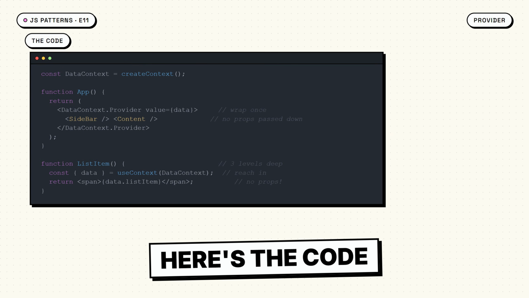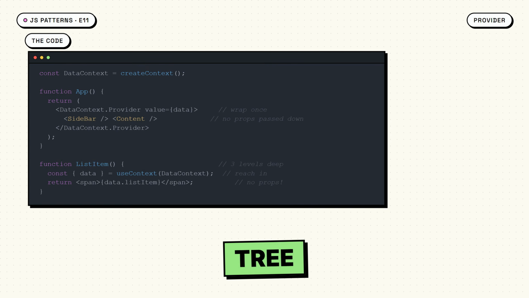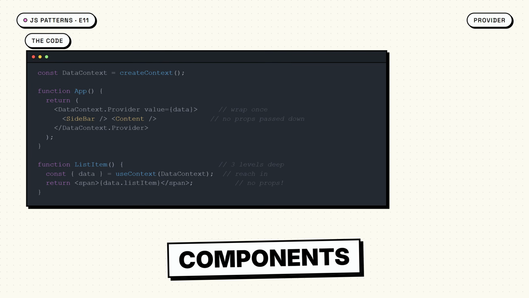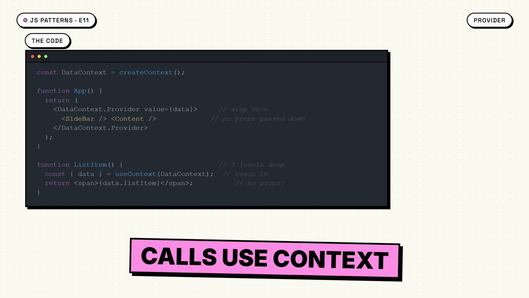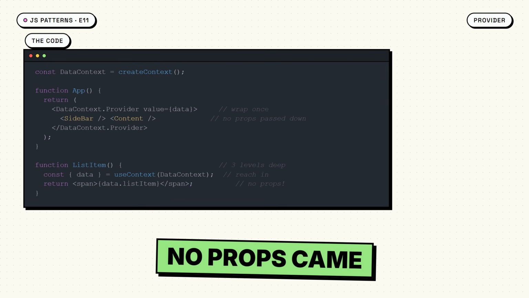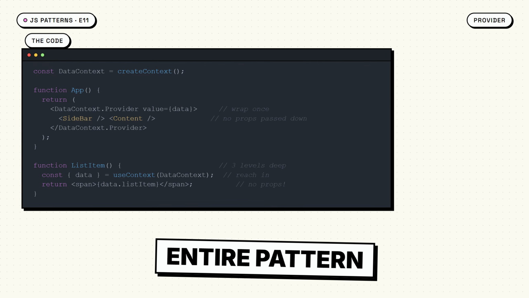Here's the code. createContext gives you a context object with a provider. You wrap the tree, DataContext.Provider, value equals data, around your components. Then, deep down, ListItem just calls useContext of DataContext and reads data. No props came down the tree. The component reaches up and grabs it. That is the entire pattern.